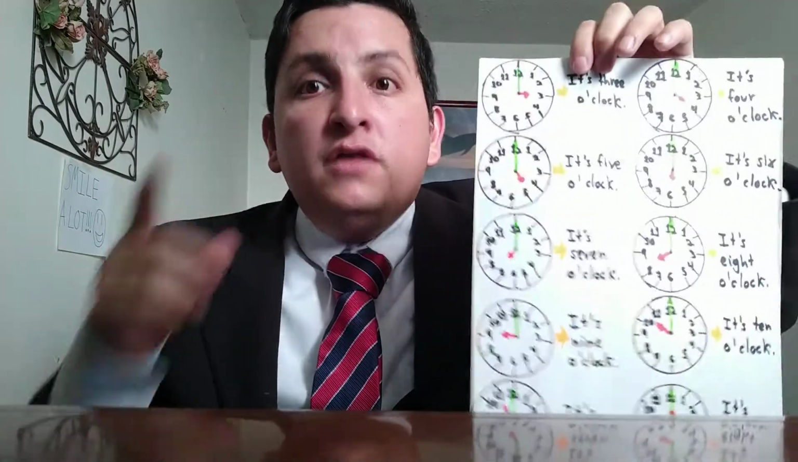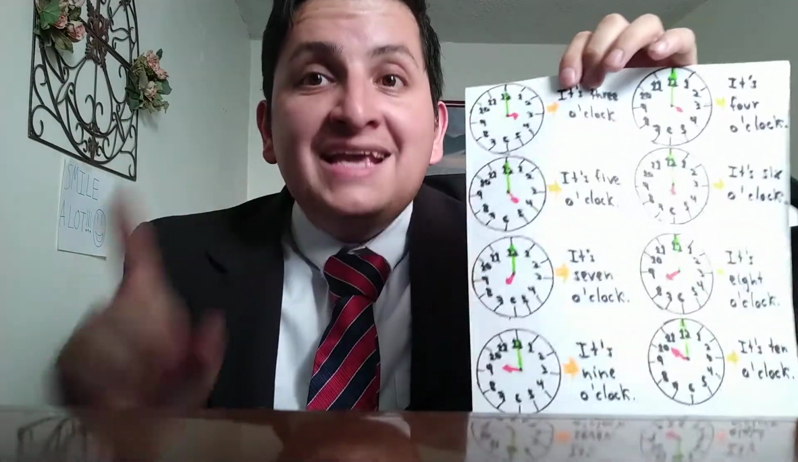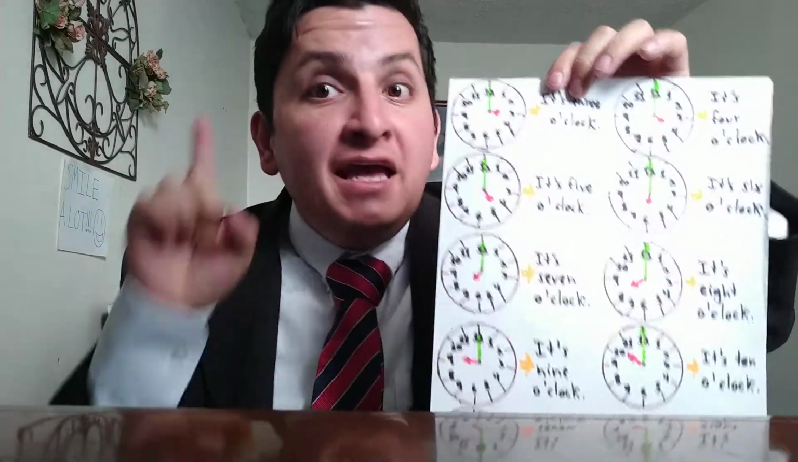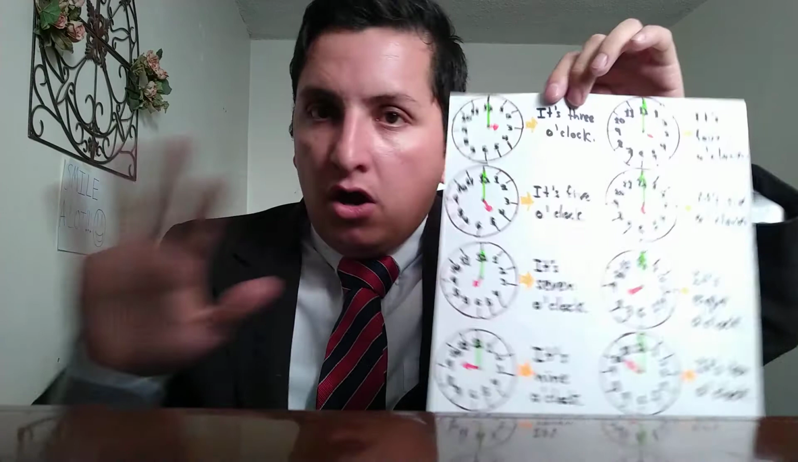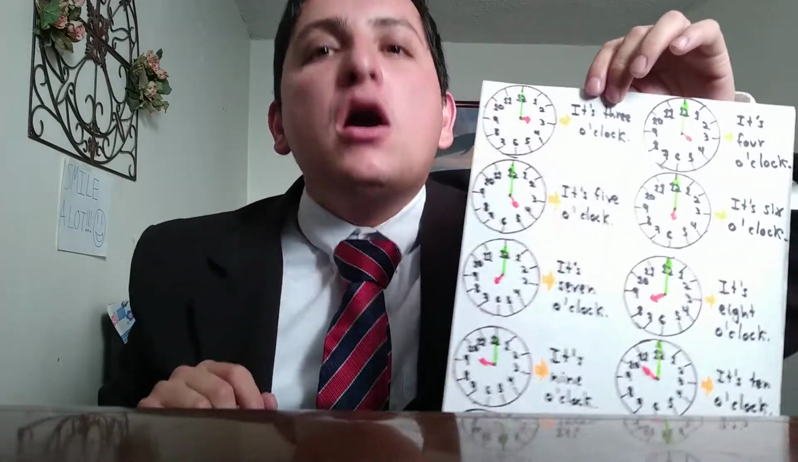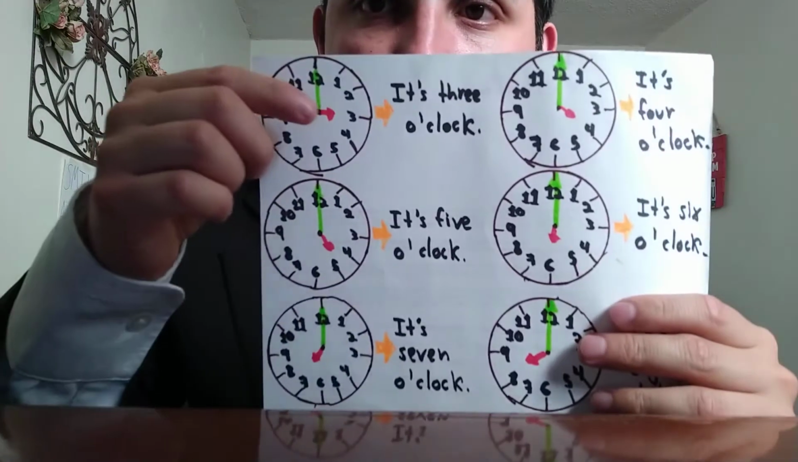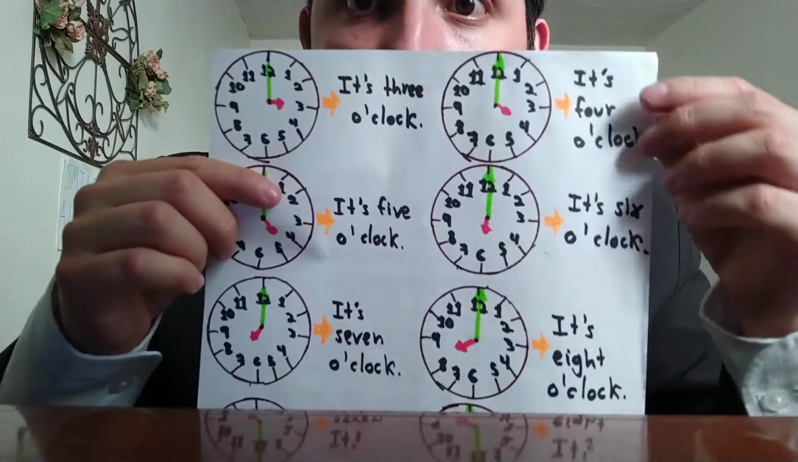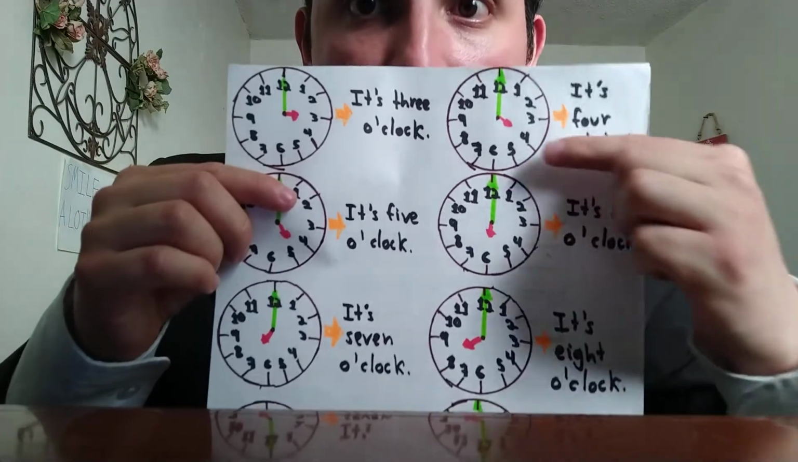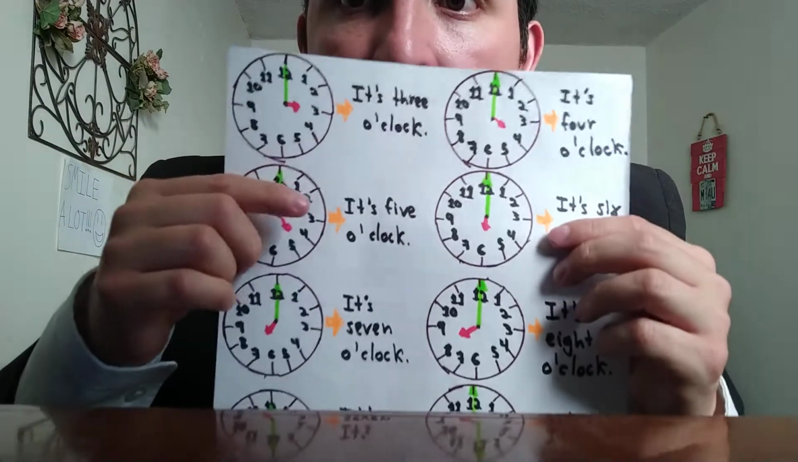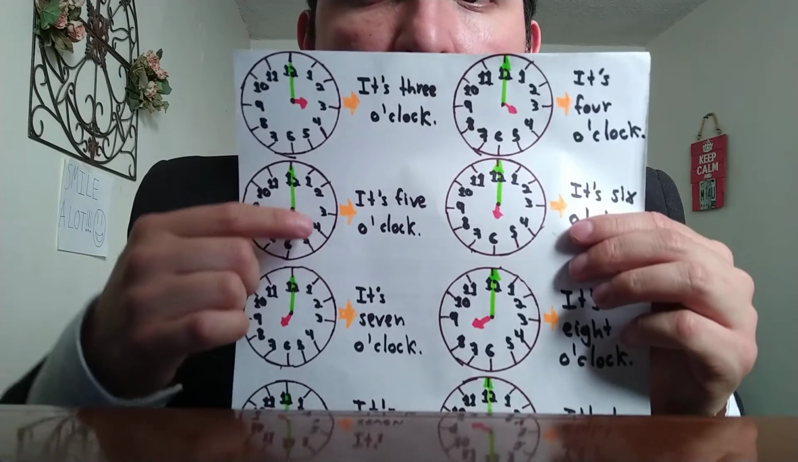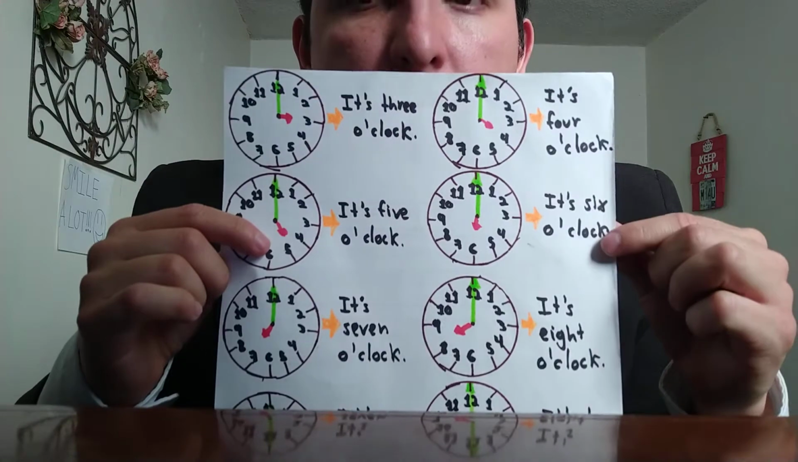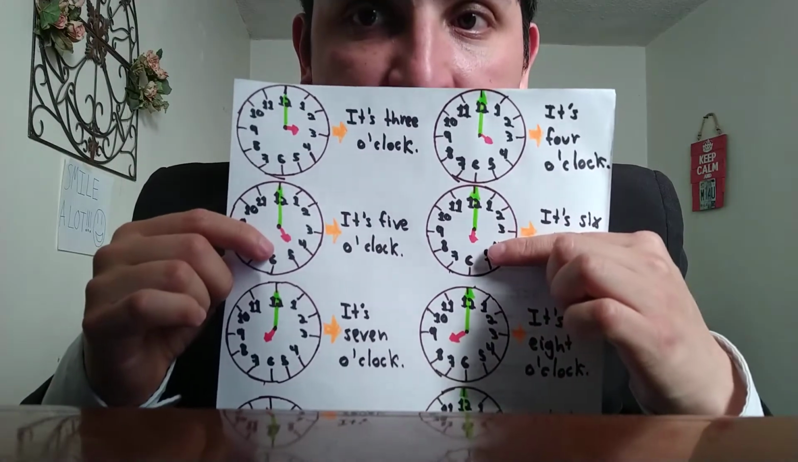It's the same. The only thing that you must remember is that the short hand, which in this scenario is in color red, indicates the hour. We're only watching the expression o'clock. Check this out. It's 3 o'clock because it's on number 3. It's 4 o'clock because it points to number 4. It's 5 o'clock because it points to number 5. It's 6 o'clock because it points to number 6.